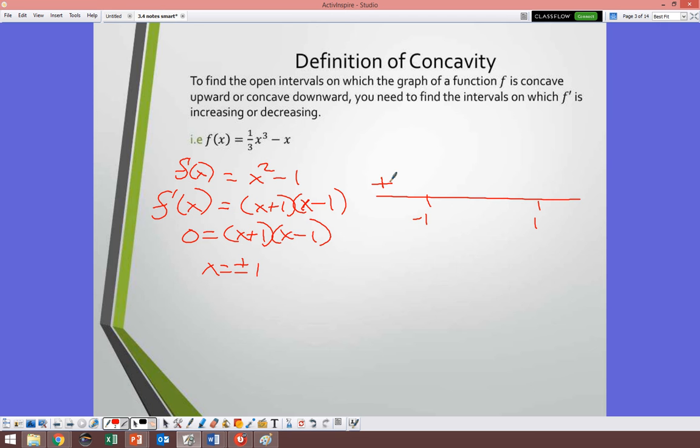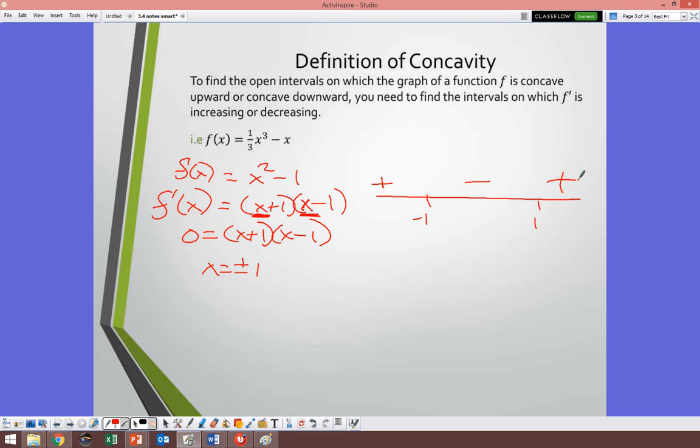See what I did there? Now, in between negative 1 and 1, pick 0. Plug in 0 here, it's going to be a positive 1. Plug in 0 here, I get a negative 1. So when I multiply that together, I get a negative. Now the other side of 1: positive 548. So this one here is positive, and this one here is positive. Positive times positive makes a positive.